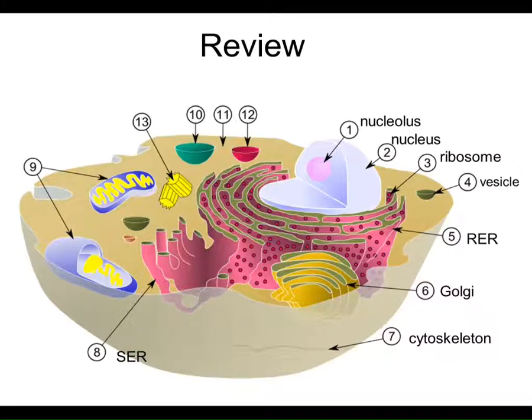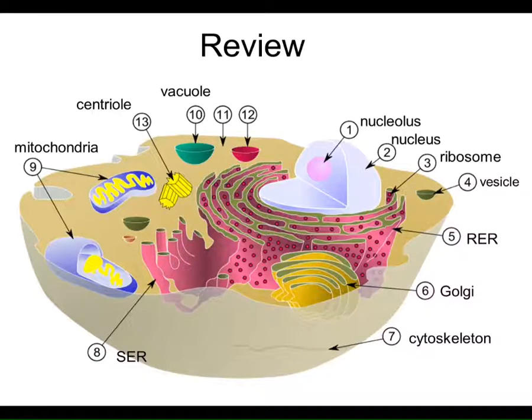Number 8, smooth ER. It is ER, but without ribosomes. It's not making proteins, but it is instead making lipids. Lipids are made on the SER. Number 9, good old mitochondria for the production of ATP. 13, centriole. Each little part is a centriole. What are those important for? Yeah, from those centrioles, the mitotic spindles are formed, and they're critical for cell division, critical for mitosis.